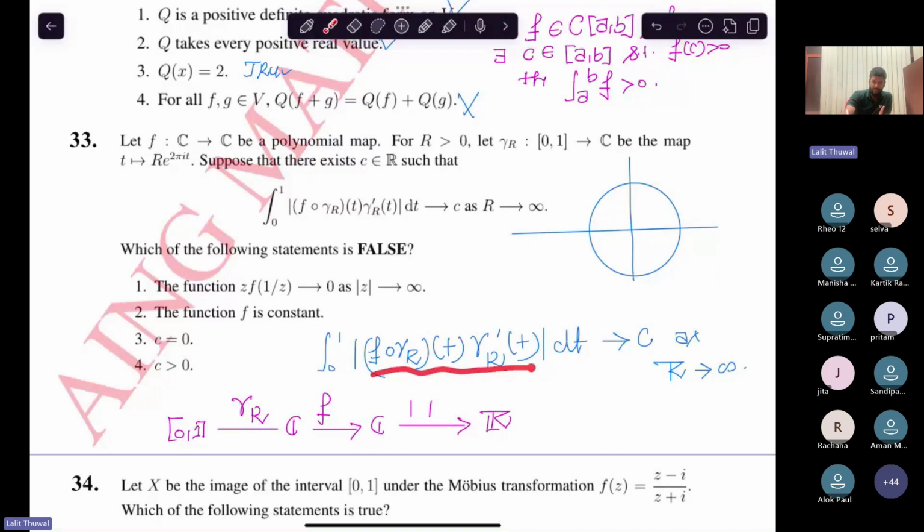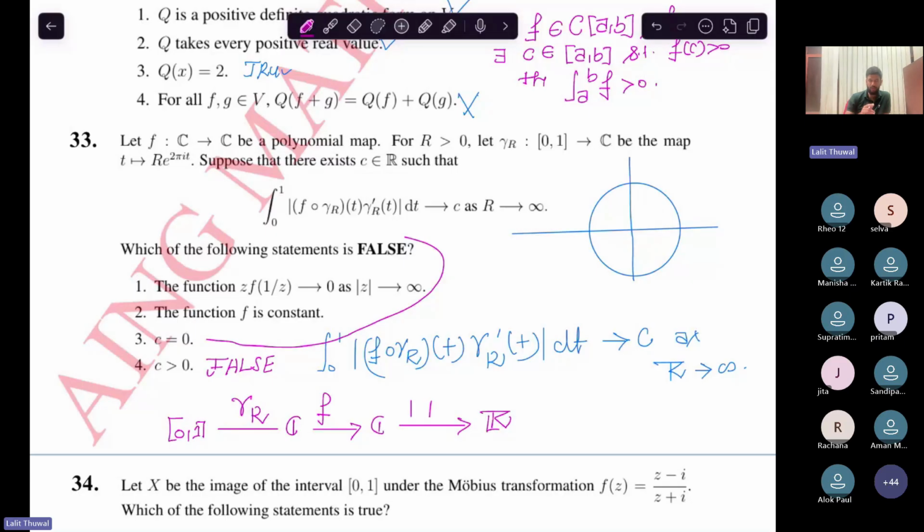So it means either C is infinity, or C cannot be greater than 0. So this cannot be true. So this will always be false. And C can be 0. If you take the 0 function, then you will get the 0 value. The function f is constant, this is true, and you can check which constant function it is. It must be the 0 function. Otherwise, for non-zero polynomials, the limit comes out to be infinity. You can work with that, because we have already been given that f: C to C is a polynomial map.